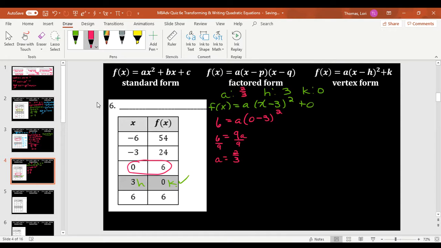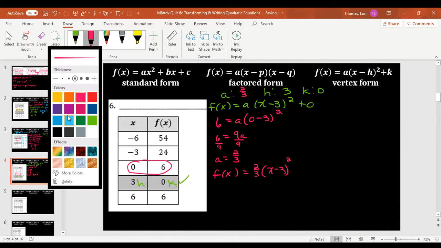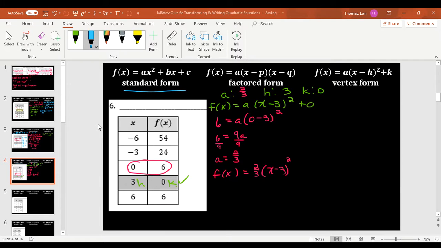So now we have all the components. So let's write this out. F of x equals 2 over 3 for my a, and then x minus 3 quantity squared plus 0, but I'm not going to put that in. Now, let's convert that to standard form. So we are going to expand our exponent, and we're going to multiply the binomial by itself. That creates a perfect square trinomial.